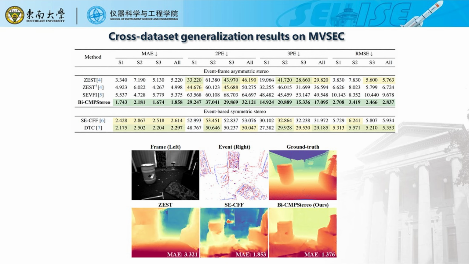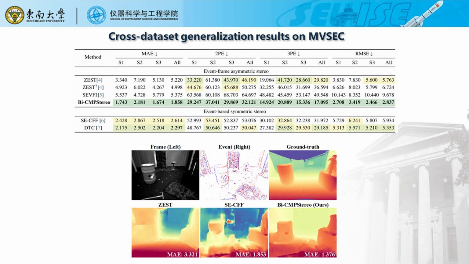Compared with previous methods, our method produces a disparity map that is much closer to the ground truth. It better preserves the object structure and provides smoother yet more accurate depth estimation in challenging indoor scenes. Overall, the MVSEC results demonstrate that our method has strong cross-dataset generalization ability.